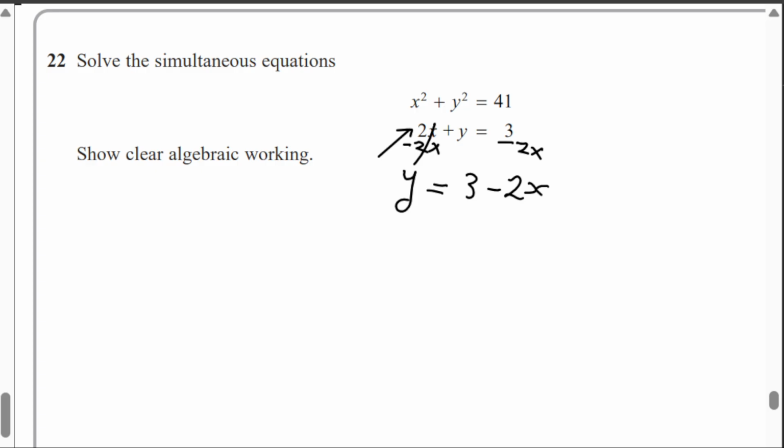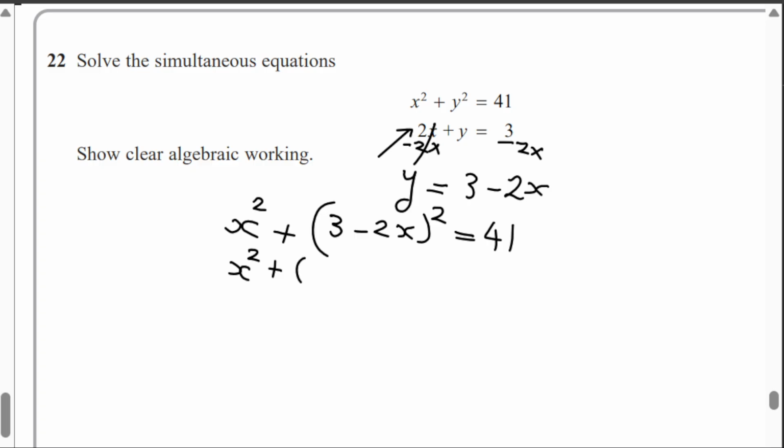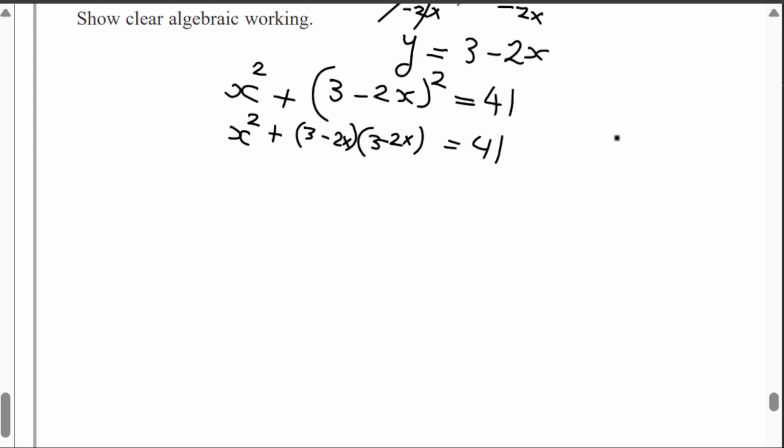So the first part, x squared with no change, plus, instead of y, I write the value of y, which is (3 minus 2x) squared, and that equals 41. x squared stays. Now let's expand these brackets. It's going to be (3 minus 2x)(3 minus 2x). Then the x squared still stays.